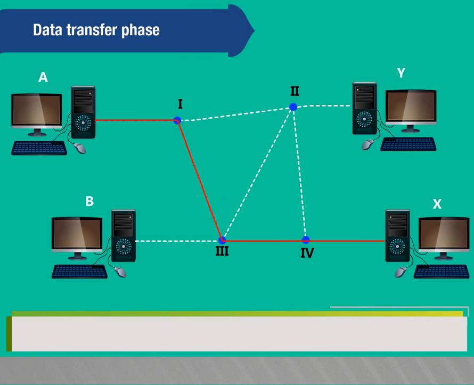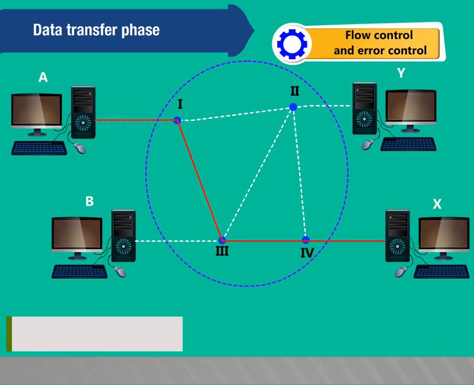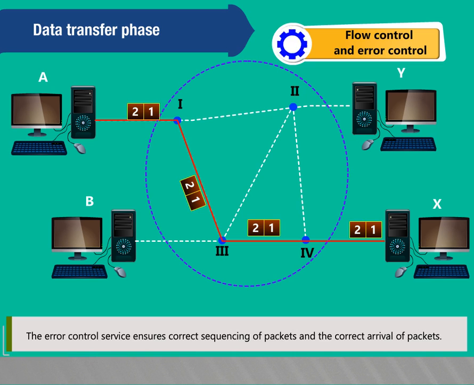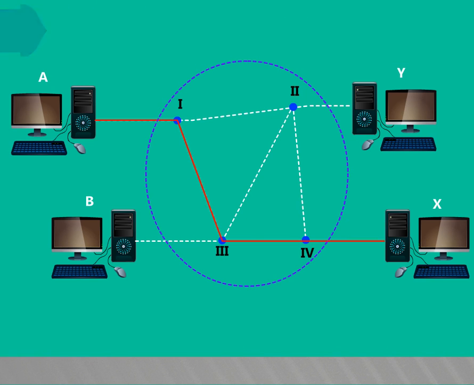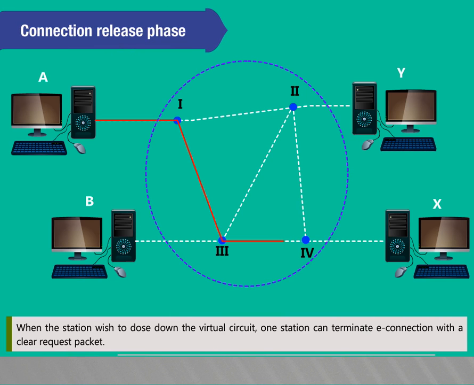Data transfer phase. During this phase, it performs flow control and error control services. The error control services ensure correct sequencing of packets and the correct arrival of packets. Connection release. When the station wishes to close down the virtual circuit, one station can terminate each connection with a clear request packet.